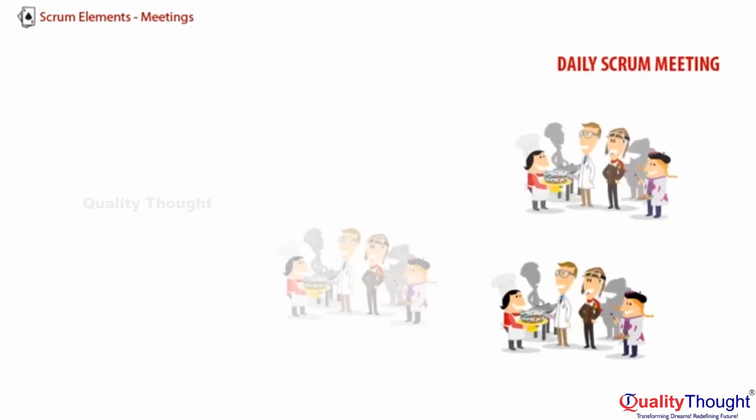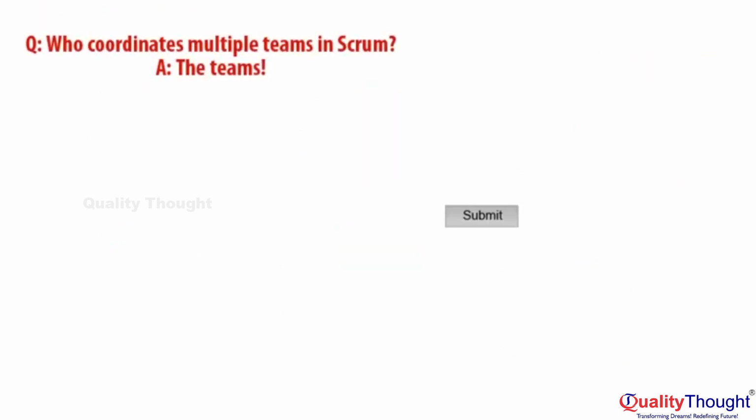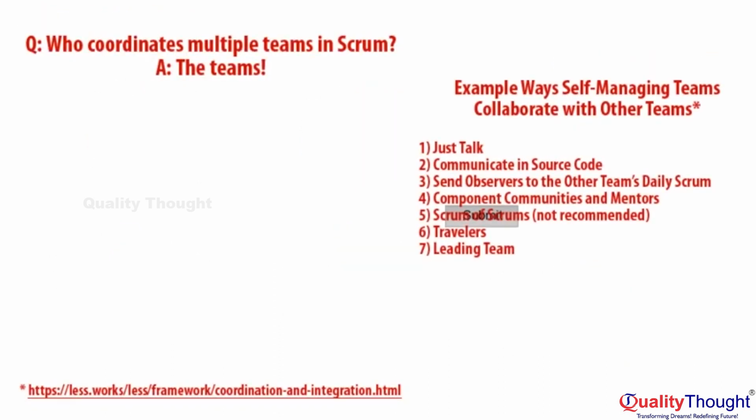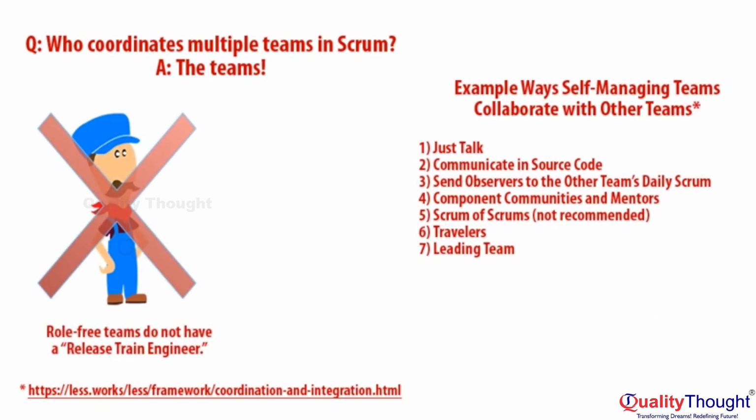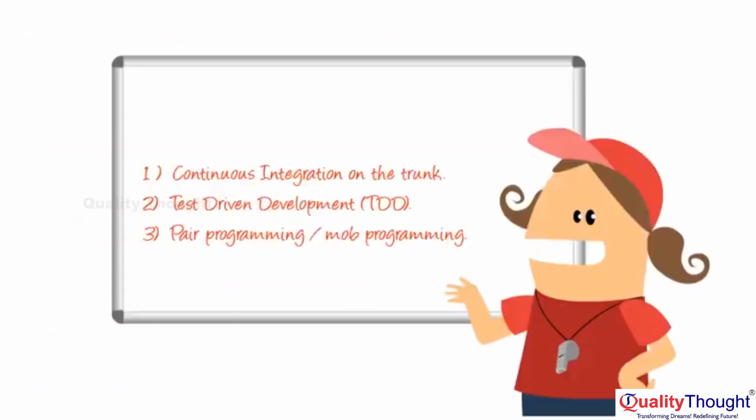In large-scale Scrum, each team has its own daily Scrum and then uses various other collaboration patterns to work with the other teams. All coordination responsibility belongs to self-organizing teams, so there's no release train engineer or other management-assigned coordination roles. The Scrum Master tries to enable self-managing teams, so a good Scrum Master would never do the actual coordination. The Scrum Master should help teams learn continuous integration on the trunk, test-driven development, and other modern development practices.